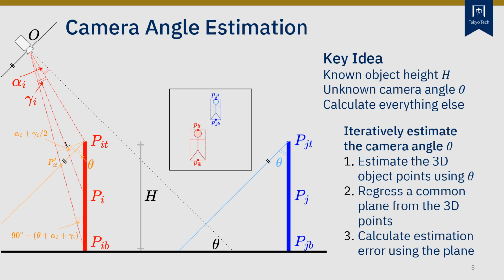However, since we don't know the actual theta value, we need to iteratively estimate theta until we get the best value for that frame. So, we assume an initial theta value, then estimate the 3D points using theta. We use the estimated 3D points to regress a common plane, then use that plane to get the estimation error for theta. We repeat this until the estimation error is minimum.